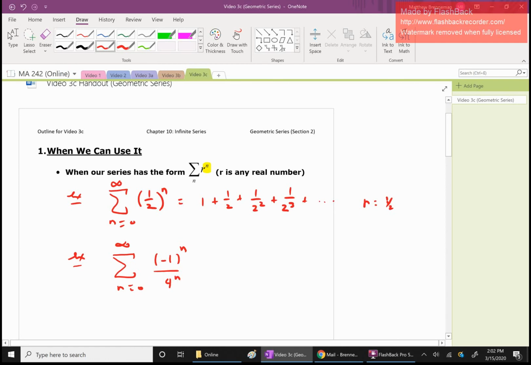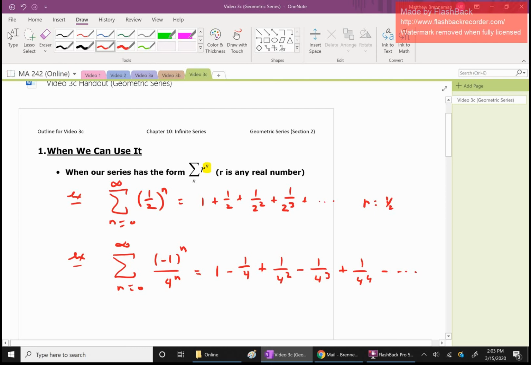And notice that this is not technically a geometric series because the r is going to change from term to term. We're going to have positive and negative terms that alternate. If we just sketch out really quick what this is, this is 1 minus a fourth plus 1 over 4 squared, which is 16, minus 1 over 4 cubed plus 1 over 4 to the fourth minus dot, dot, dot. And notice it does not have this form.